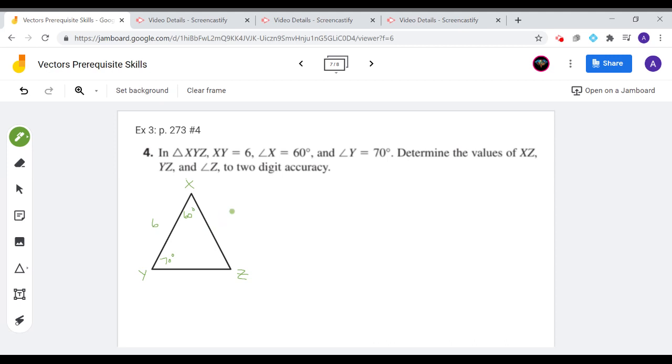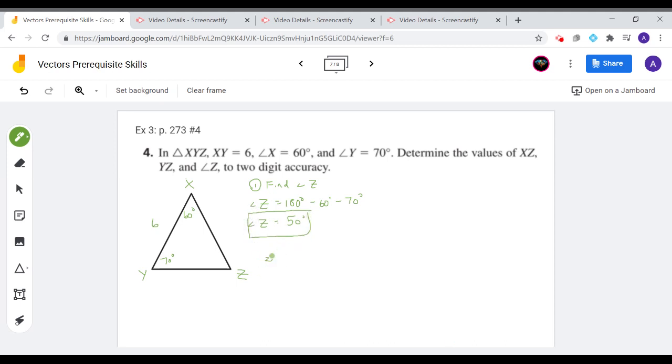So in this case, my first job is I'm going to find angle Z. And I know that because I have a triangle, all of the angles will add up to 180. So if I take 180 degrees and take away 60 degrees and take away 70 degrees, I find out that angle Z is 50 degrees.